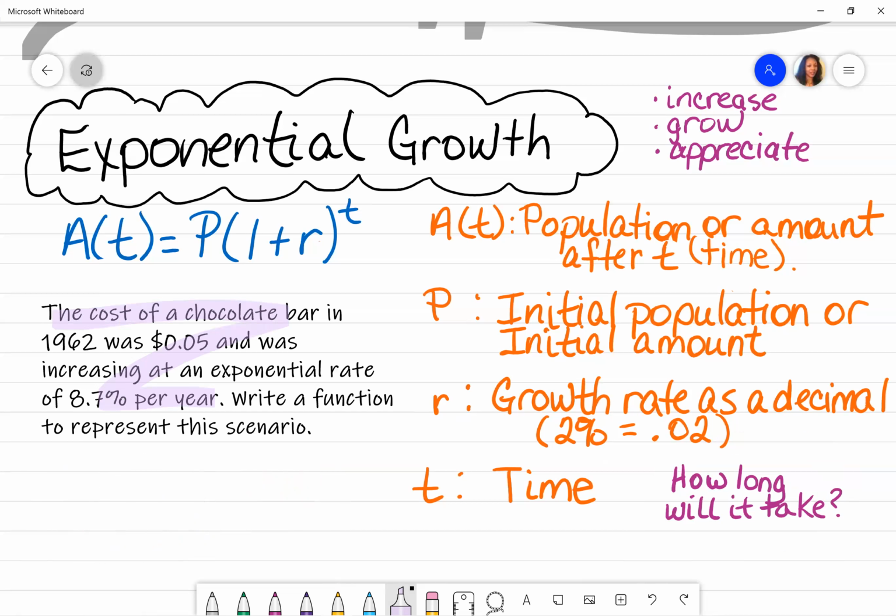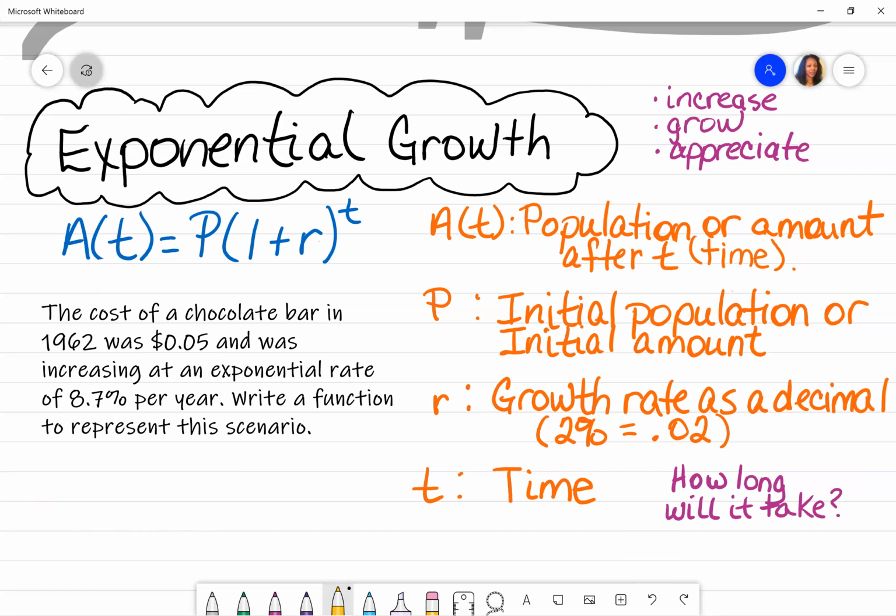As with any word problem, you just have to dissect it and look for specifics. So let's get started. It says the cost of a chocolate bar in 1962 was 5 cents and was increasing. So I see increasing. That tells me I'm going to use the exponential growth formula, which has a plus sign. And it was increasing at an exponential rate. Well, rate is R. So if I were you, I would just go to the side when you're actually solving and write down R equals, because that jumps out. And again, this is shown as a percent. You can't leave it as a percent. When you're using a rate, you're going to have to change it to a decimal.